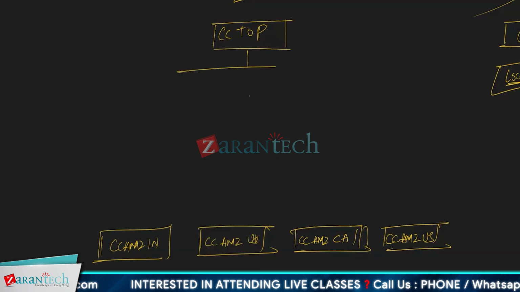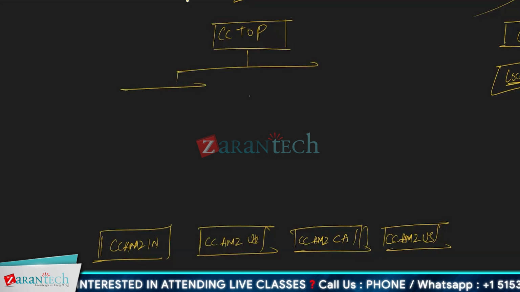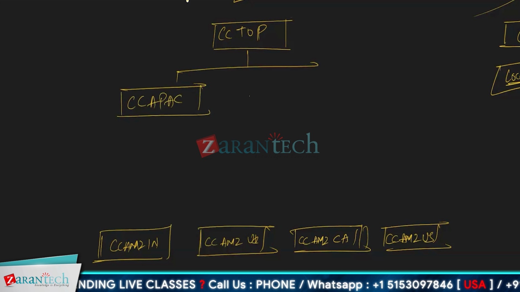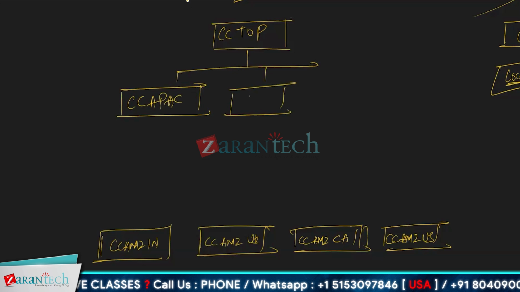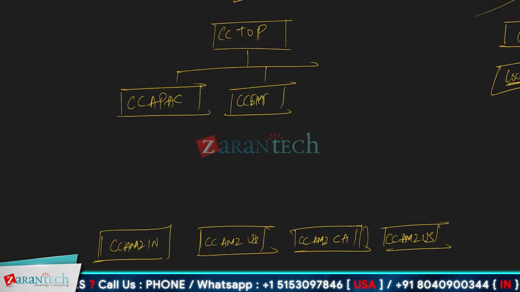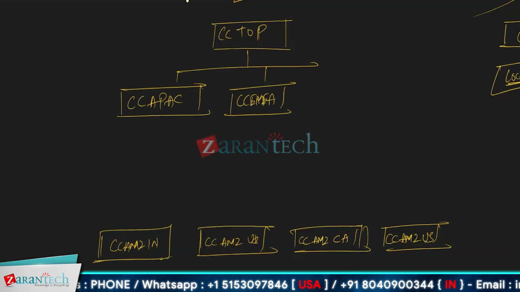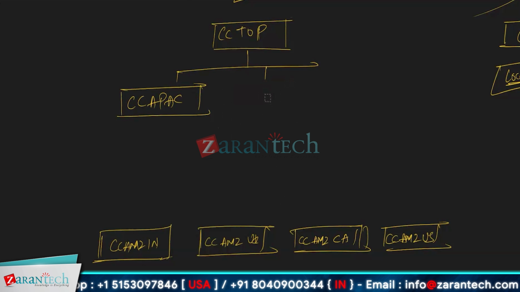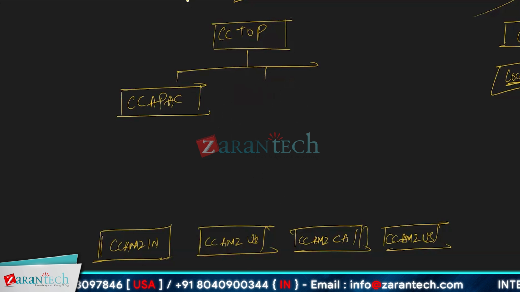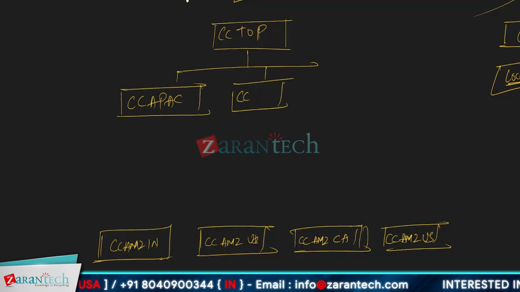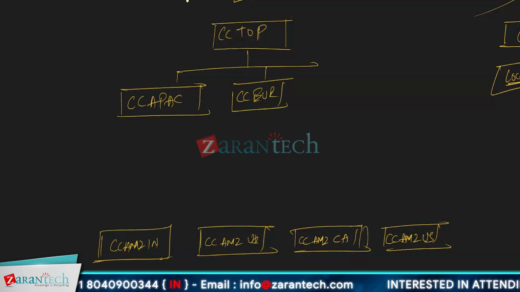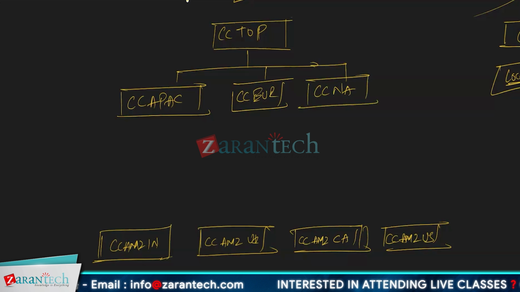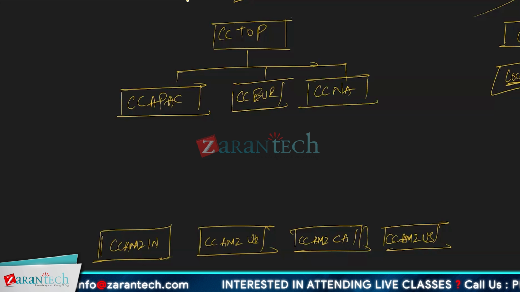So I'll say all the cost centers, CC, again I'm just configuring it very basic, based on APAC. I'll say CC APAC, CC EMEA, or I'll say CC Europe, and under this I'll say CC NA. Okay, so CC APAC, CC Europe, CC North America.